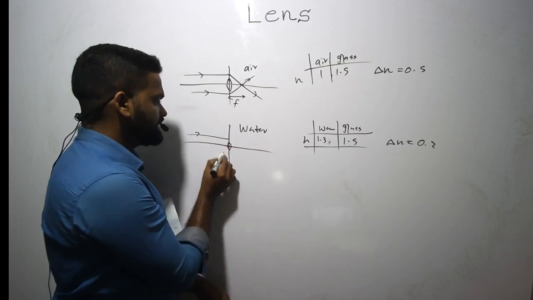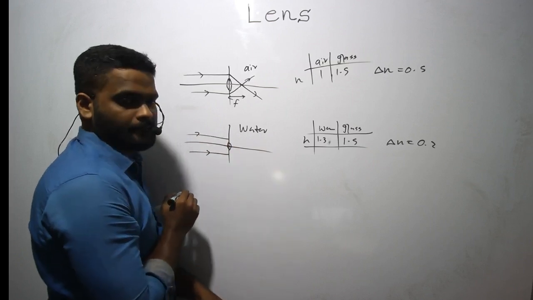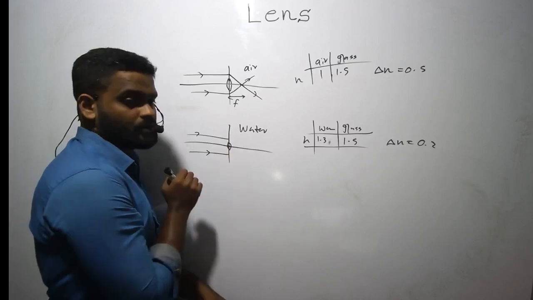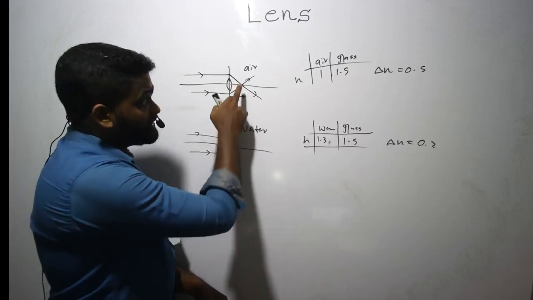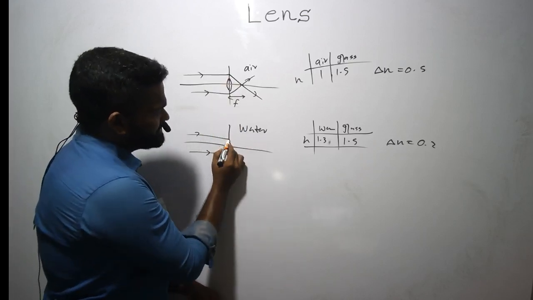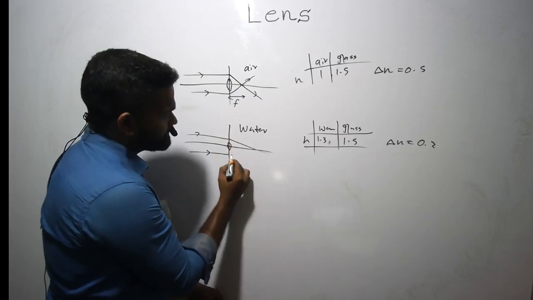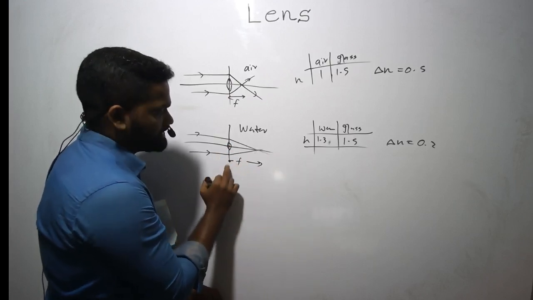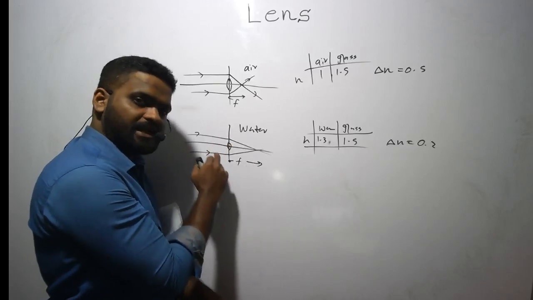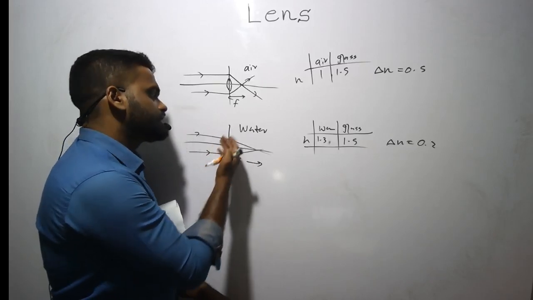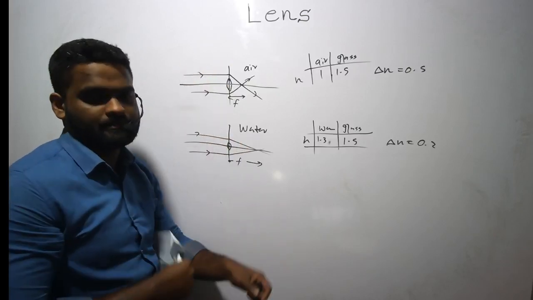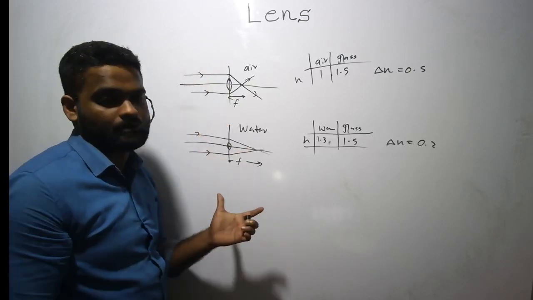But what happens here? The difference is not that much, right? This is glass and water. So it doesn't deviate this much. It will deviate somewhat like this much. In that case, even if it is the same lens, since the mediums are different, here the focal length is higher. Okay, take it down.